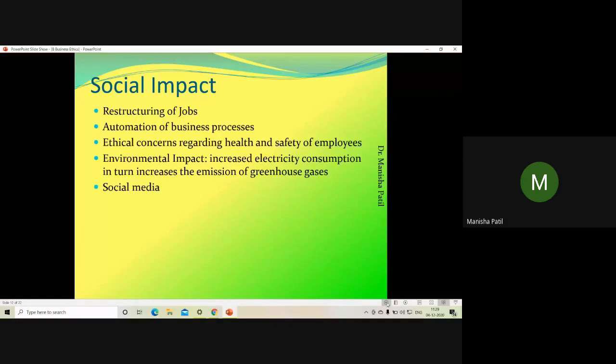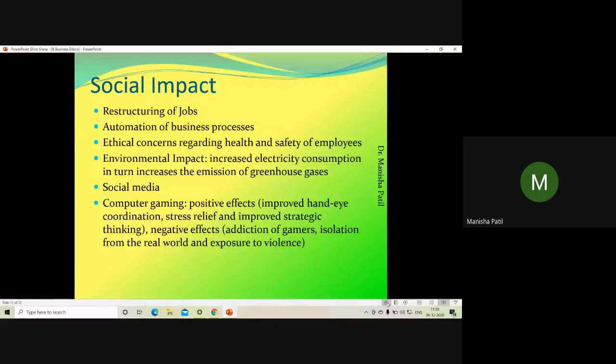Next one is social media. All of us use social media such as Facebook, WhatsApp, etc. And because of social media, our social relations are getting affected.